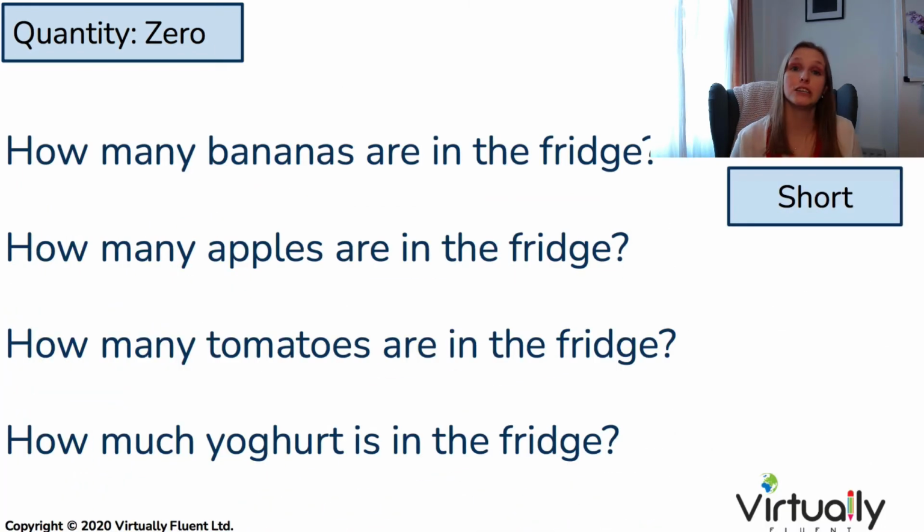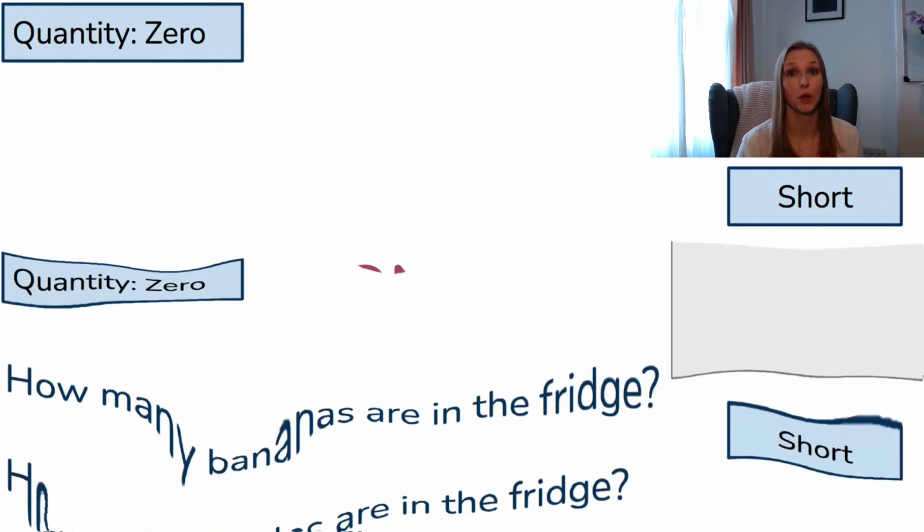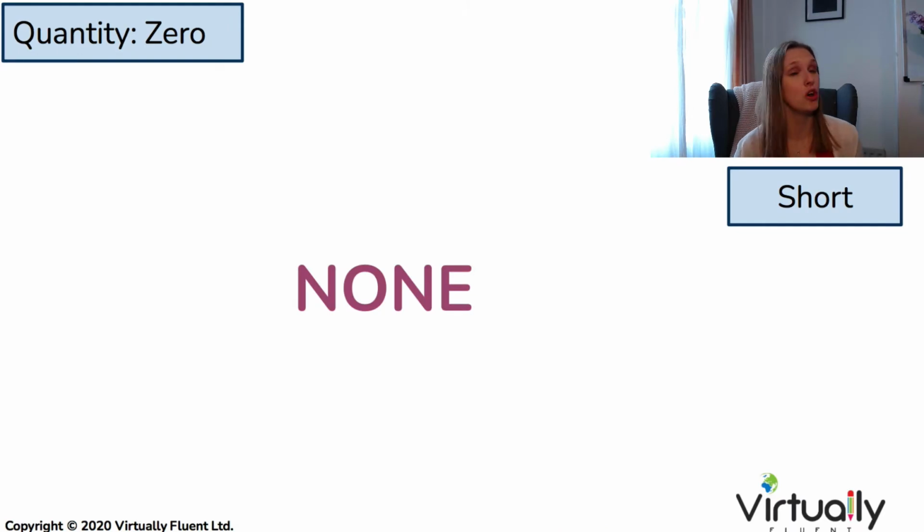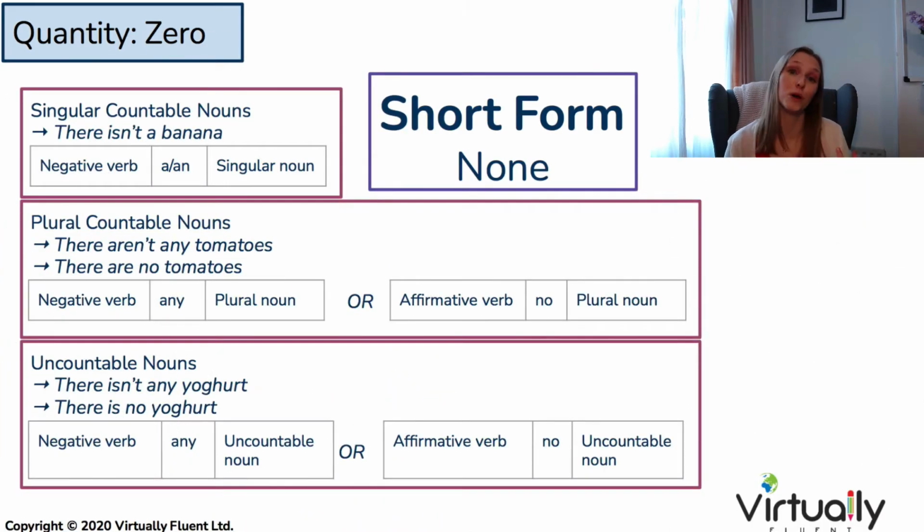But so far we've learned all of these long sentences. They're all pretty long. Imagine if somebody asks us the question, how many bananas are in the fridge? Or how much yogurt is in the fridge? We want to answer with one short, concise word. So our short response would be none. How much yogurt is in the fridge? None. How many tomatoes are in the fridge? None. So now we have both our long and short forms for zero quantity.